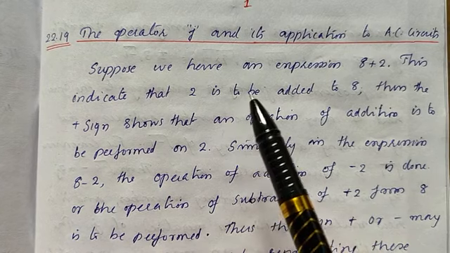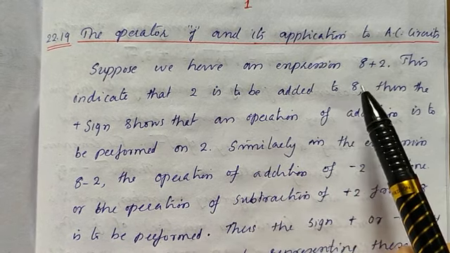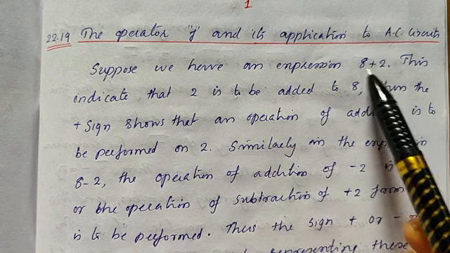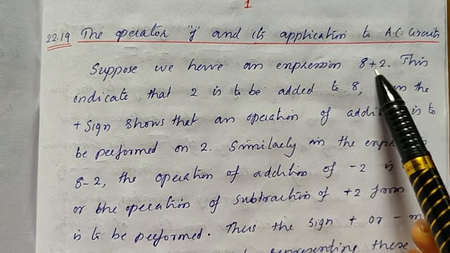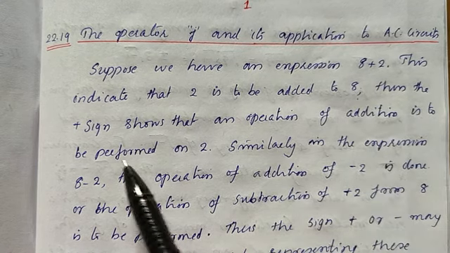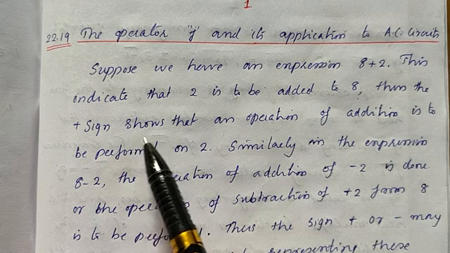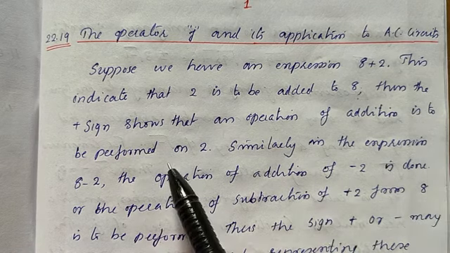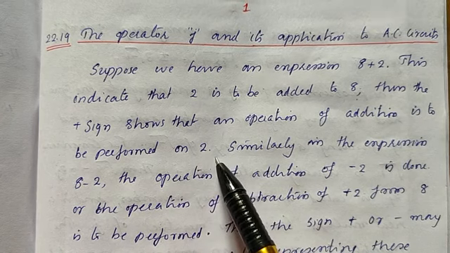Suppose we have an expression 8 plus 2. This means adding two numbers, 8 and 2. This indicates that 2 is to be added to 8. Then the plus sign shows that an operation of addition is to be performed on 2.